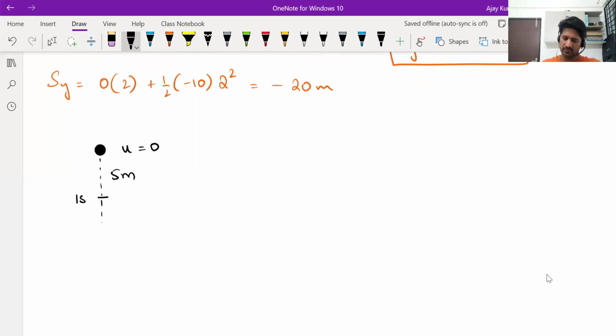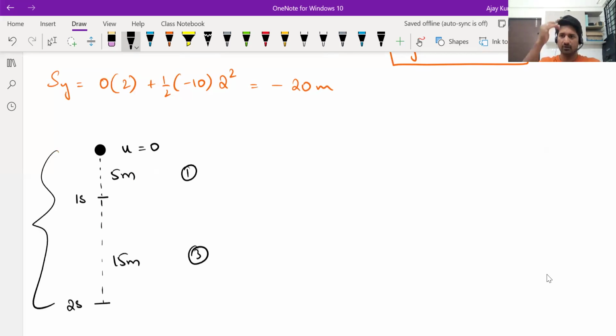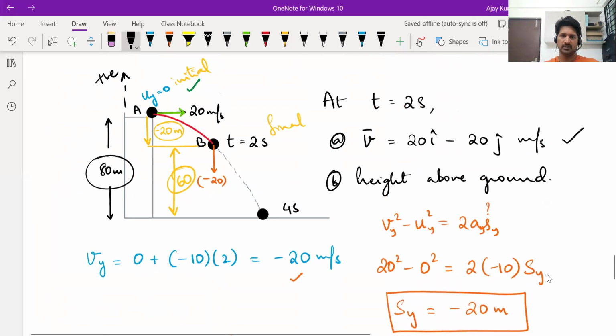Next 1 second, how much does it descend? Or what is the ratio? 1:3:5:7. 1:3. Then how much? If 1 is 5, then 3 should be 15. So that way also you can tell directly that in 2 seconds, any object falling from rest will descend 20 meters only, including this one. Now this one didn't fall from rest. Horizontal velocity it had. Vertically it was falling from rest. So vertically it descends 20 meters in 2 seconds. The remaining height is 60 meters.